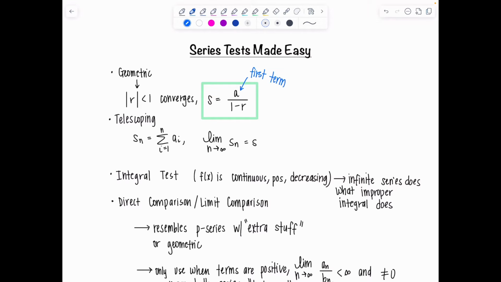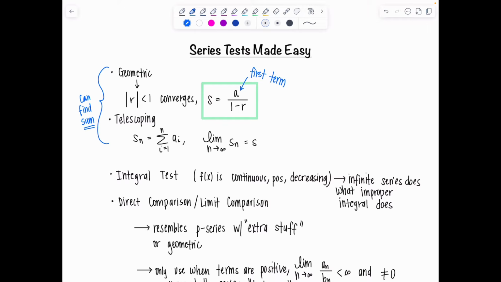Another kind of series that we learned about was telescoping. This I would only use in the scenario where you're asked to find the sum. So geometric and telescoping are two very unique kinds of scenarios because when they converge, you can actually find the sum. Don't revert to telescoping unless you're asked to find the sum, okay? Otherwise, it's not a good method to determine if a series converges or diverges.